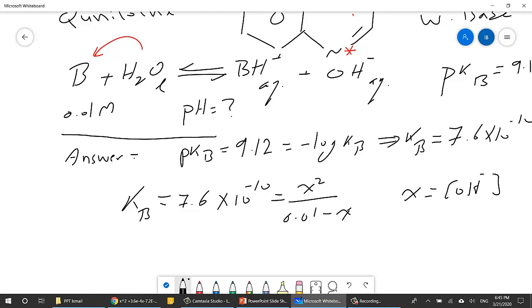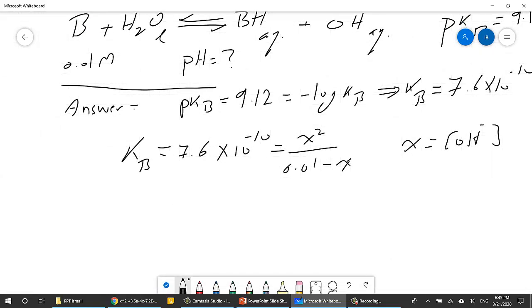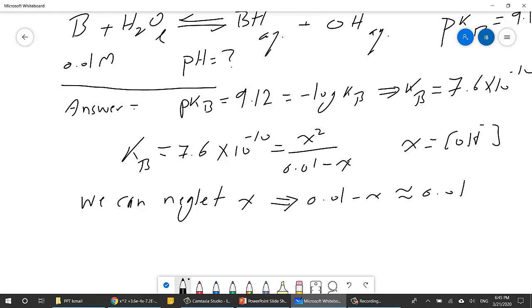The assumption is valid here. We can neglect x because the initial concentration is much higher than the Kb. So 0.01 minus x is almost equal to 0.01. From this, you can find the value of x to be 2.75 times 10 to the minus 6, which is equal to the concentration of OH minus. You can calculate the pH of this.